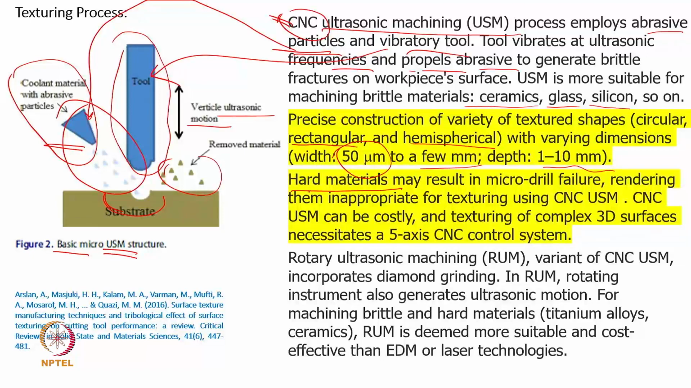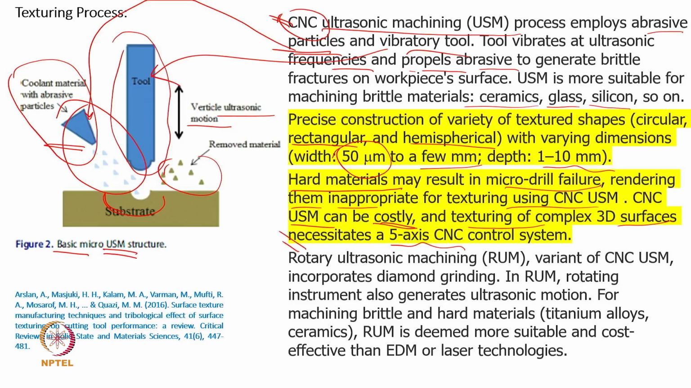So, that is why we say hard material may result in micro drill failure, rendering them inappropriate for texturing using CNC USM, and CNC USM can be costly too, because we are mounting everything on CNC, and in addition we are increasing the number of accessories. If we really want a better arrangement, because we are using 2-3 tools, collection of particles, impingement of particles, tool motion, and maybe workpiece motion also, we really require a multi-axis CNC machine, and preferably people use a 5-axis CNC machine. So, overall this turns out to be costlier.